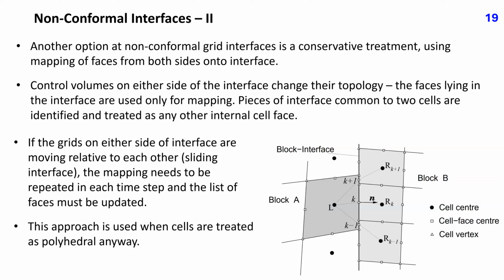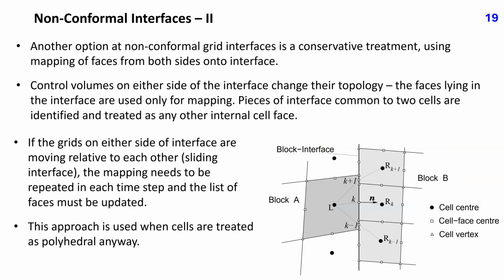amendment. However, one needs to write a separate piece of code which does the mapping of original faces onto the interface and creates the new faces. This is tricky for complex 3D geometries. In 2D, this is easy, as can be seen in this figure. Pieces of interface line, which are common to two cells, can be uniquely defined.